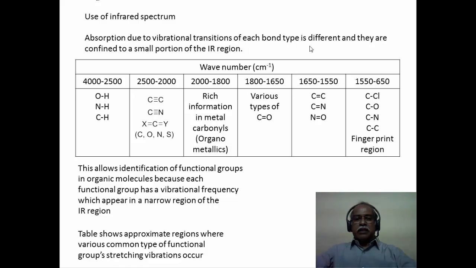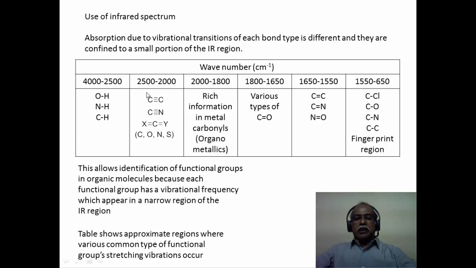In fact, the infrared region can be divided into 6 portions as it is shown here, starting from 4000 to 2500. That's the first region. In this particular region, one can observe the stretching frequencies of OH, NH, and CH type of functional group. In other words, alcohol, amines, and hydrocarbons can be detected in this particular wave number region.